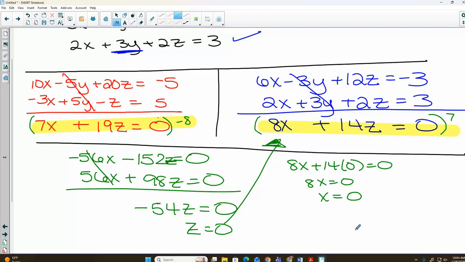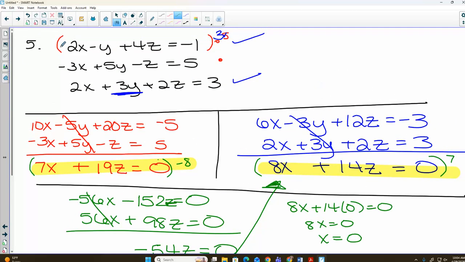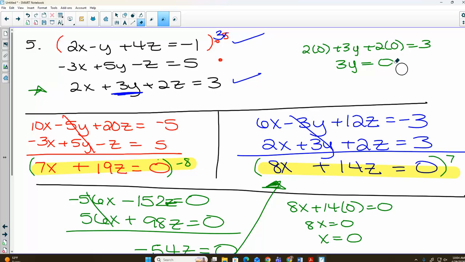All right, now I have x and z. So if I go back to one of the originals, let's just go to this third one. X is 0, z is 0. So I get 3y equals 3. So y is 1. When you write your answer, it's alphabetical order, x, y, z. So 0, 1, 0.